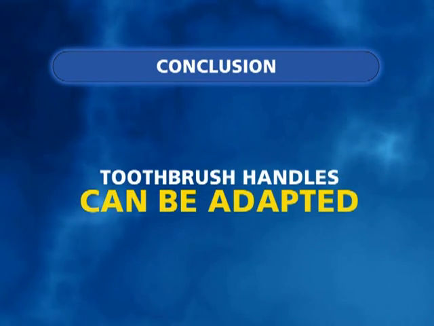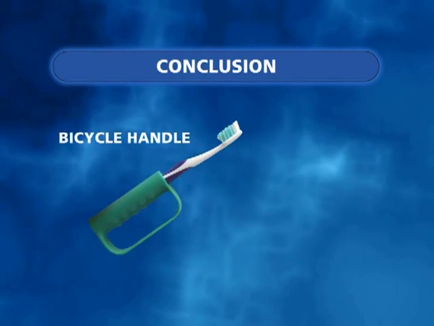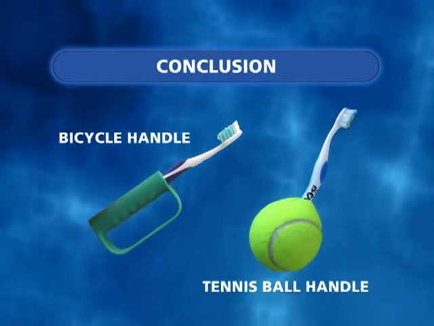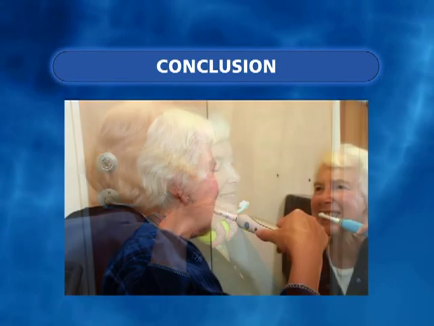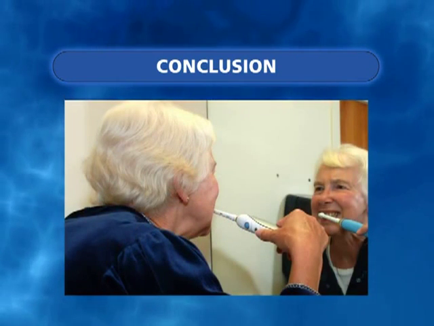Toothbrush handles can be adapted by adding bicycle handles or tennis balls to the ends of the toothbrush to help with limited dexterity or mobility. Electric toothbrushes may help residents with limited strength.